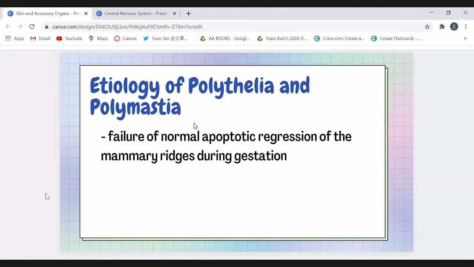Next slide, please. So the etiology of polythelia and polymastia is the failure of normal apoptotic regression of the mammary ridges during gestation.